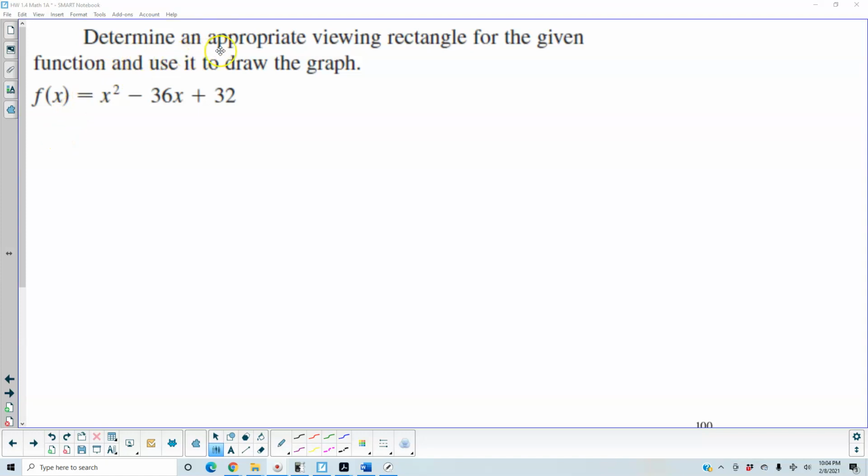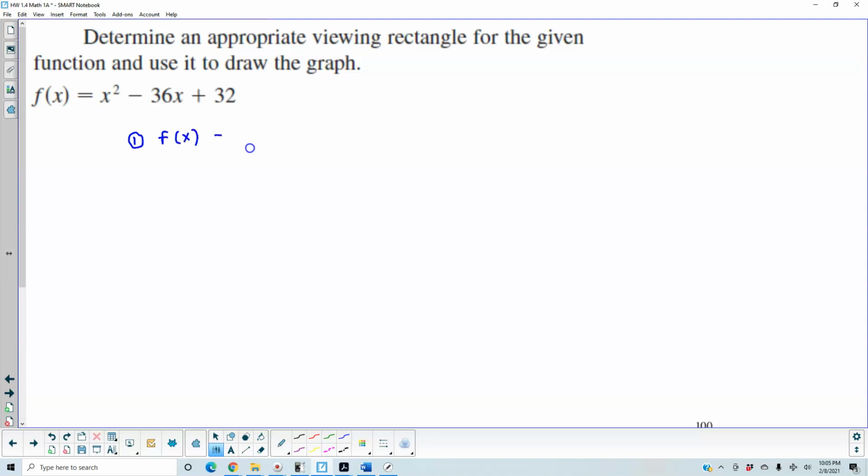Okay, here we want to be able to determine an appropriate viewing rectangle for the given function and then use it to draw the graph. We have f of x, which is equal to x squared minus 36x plus 32. What might help us determine the appropriate viewing rectangle is to convert this into another form by completing the square. So let's go ahead and go through how we would complete the square.